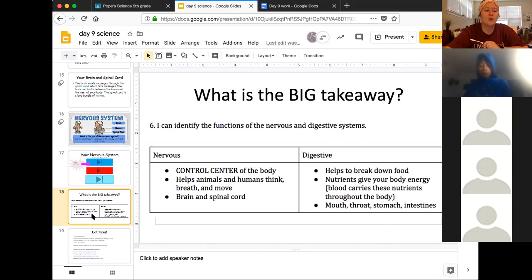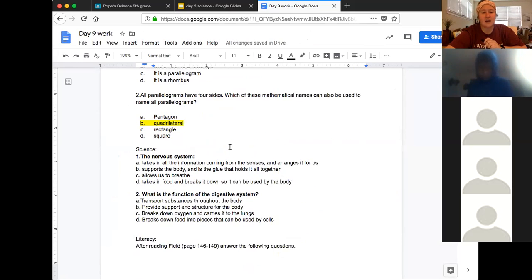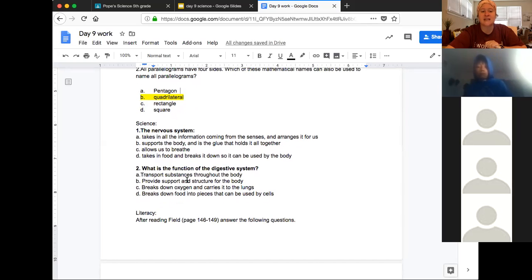Okay, I'm going to move to my day 9 work page to answer these 2 exit tickets. If I jump past math, it then says science, and it's the same 2 exit tickets. So we can work through them together and you can have the correct answer. The first one says the nervous system and then dot dot dot. When it's dots like that, you're trying to connect something that's true to the nervous system.